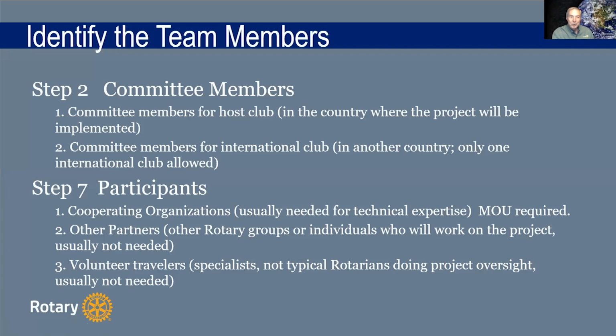Then there are other partners. When we were talking before about joining a club that already has 2 partners, this is one of the ways that you can be a partner. You can have some work that you do on the project and be listed as a partner in the participants section. And then I said you don't have travelers, but there are sometimes volunteer travelers that are specialists. And their travel can be paid for, and their expenses might be paid for depending on the circumstances.